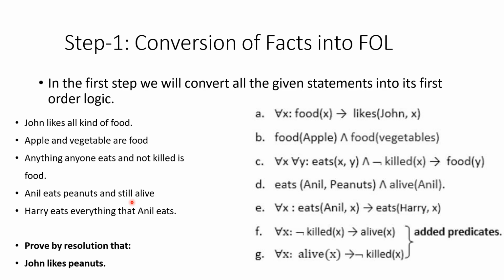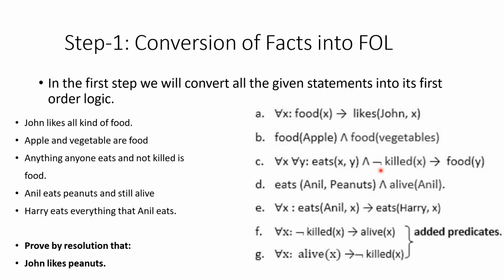Anil eats peanut and is still alive. So eats Anil comma peanut and alive Anil. Then Harry eats everything that Anil eats. So if Anil eats x, then Harry also eats x. So we are putting for all x, that is for all food, eats Anil comma x implies eats Harry comma x.